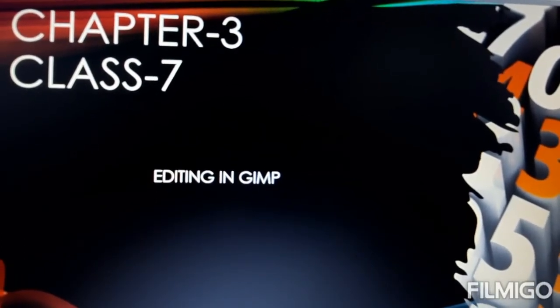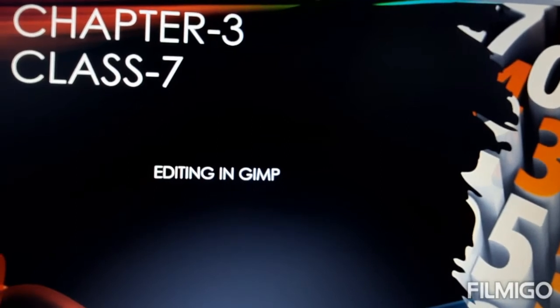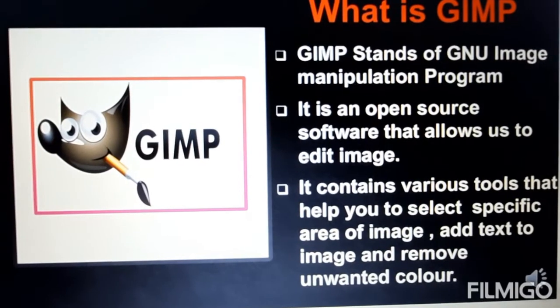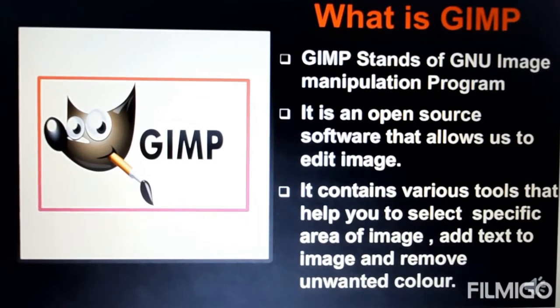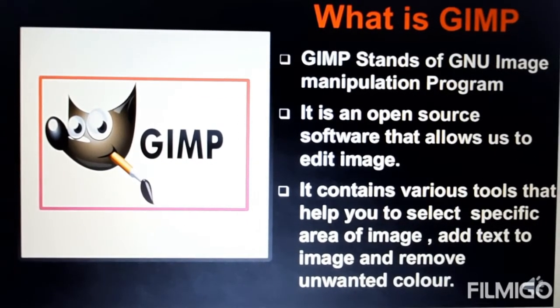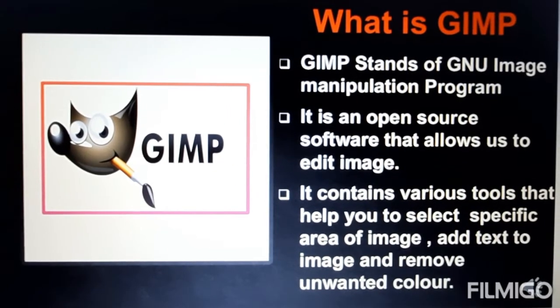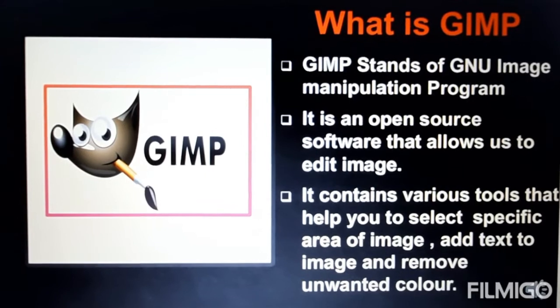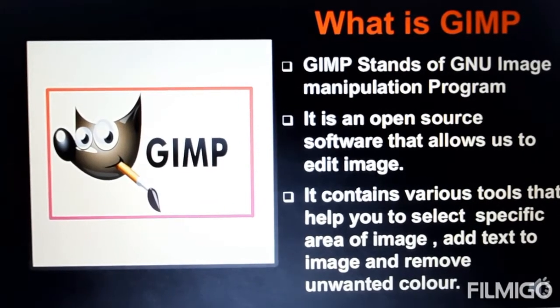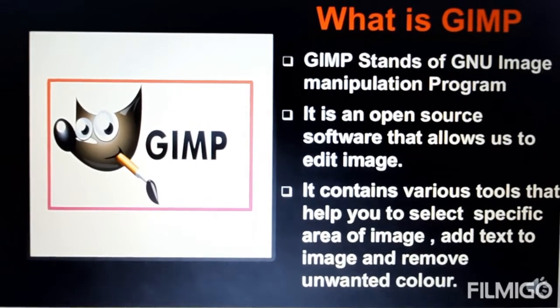So today we are going to continue chapter 3, which is editing in GIMP. So let's start. As you all know why we use GIMP. Basically we use GIMP to edit the images. GIMP is a photo editing software and it stands for GNU Image Manipulation Program. It is also known as GIMP.